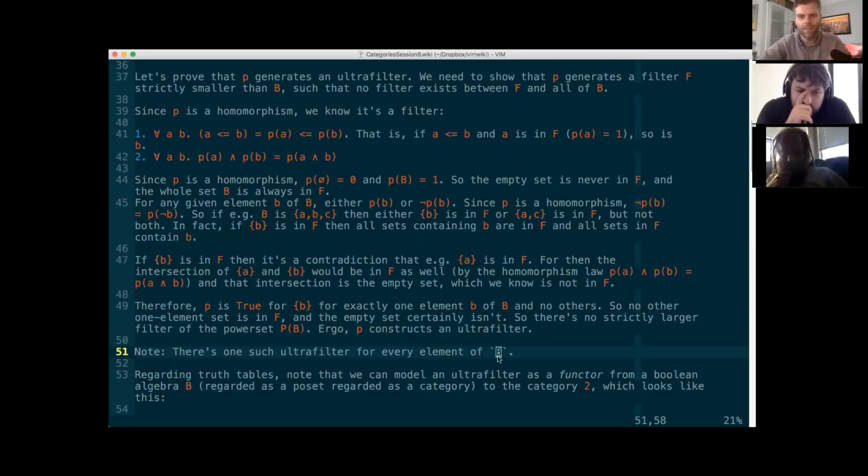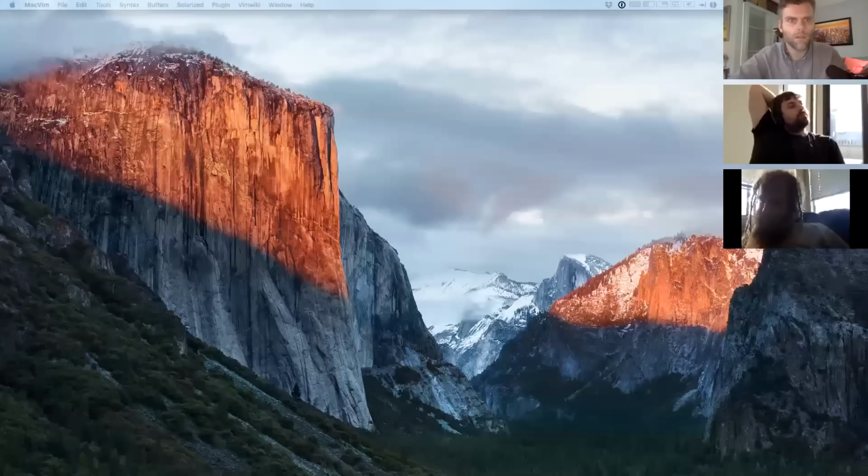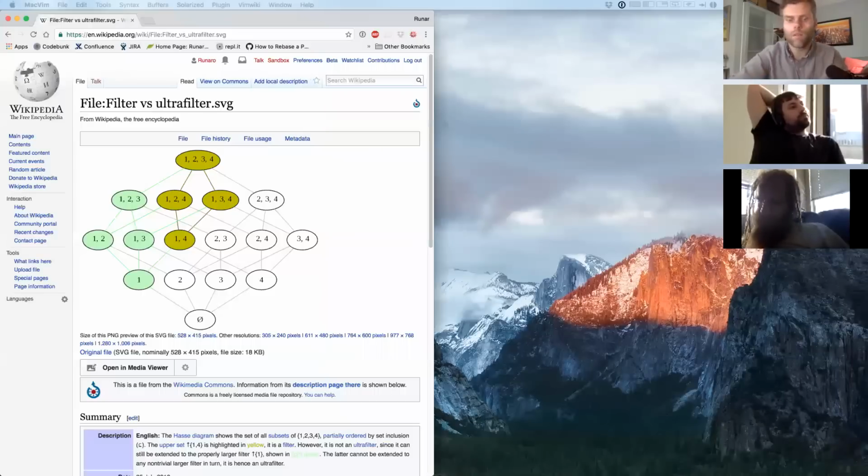Okay. Yeah. But if you take a look at, and actually I'll share with you a Chrome window. If you go to ultrafilter on Wikipedia, there's a really cool diagram, which I'll just go to for the video's sake. I'm going to stop share and then reshare. Okay. So now you should see that.